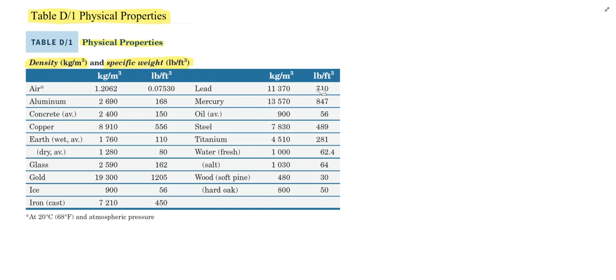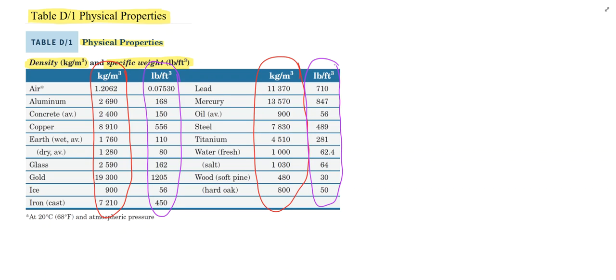Make sure you're careful to look at the right column depending on the problem you're working. If you're in a metric problem, then obviously you're going to stick with the kilograms per meter cubed and the density column. And if you're in a US problem, you're going to be looking at the specific weight. Usually density is referred to with the symbol of rho, Greek letter rho, and specific weight is referred to with the symbol gamma, the Greek letter gamma.